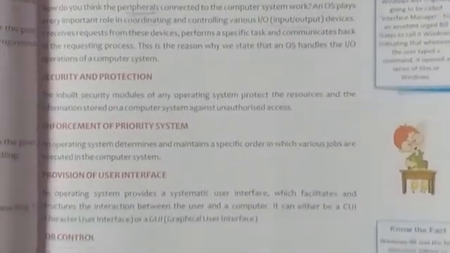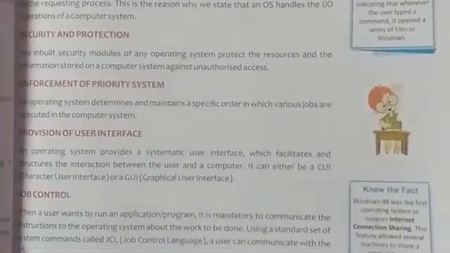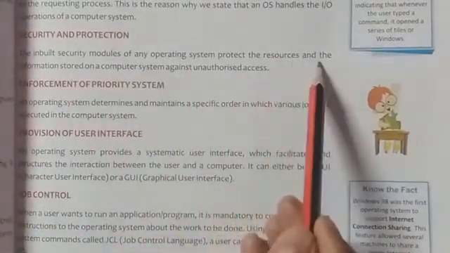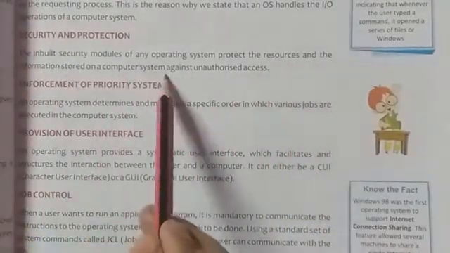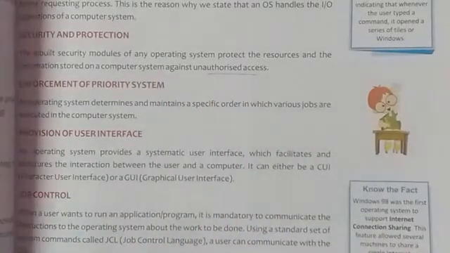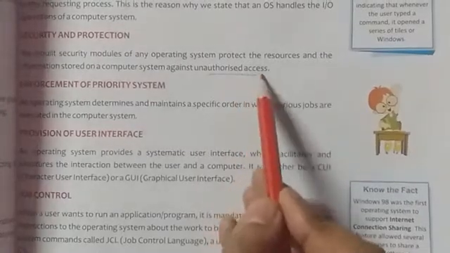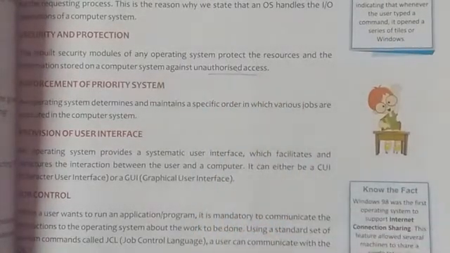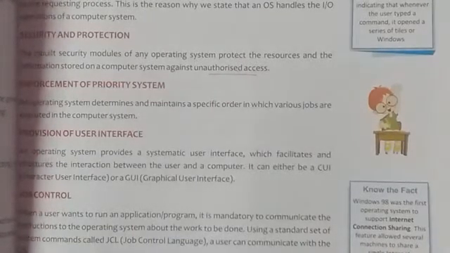Next we have security and protection. The inbuilt security module of any operating system protects the resources and the information stored on a computer system against unauthorized access. Who will protect our computer system from unauthorized users? The operating system. Unauthorized users means persons who are using our computer without our authority, without our permission.